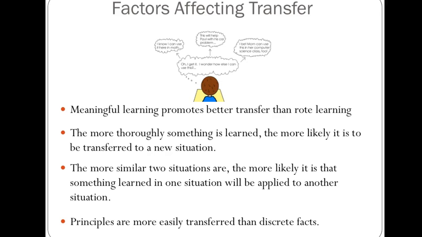We also know that the more thoroughly you learn something, the more easily you're going to be able to transfer that knowledge to a new situation, and that the more similar two situations are, the more likely the learner is to transfer that knowledge. Finally, learning about principles is going to be much more easy in terms of applying that knowledge or transferring it to new situations than learning about a bunch of different discrete facts. So if you're just memorizing bolded terms in your textbook, but you're not really understanding the overall theory, then you're likely not going to make use of that information in the same way.